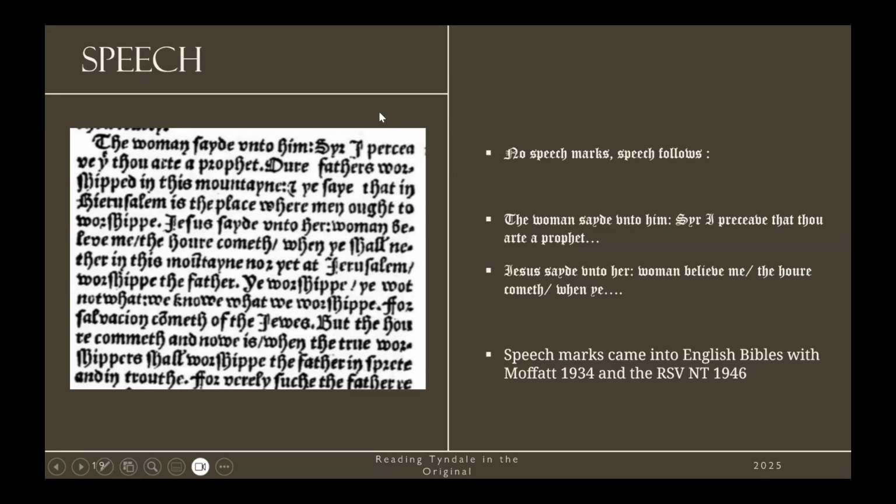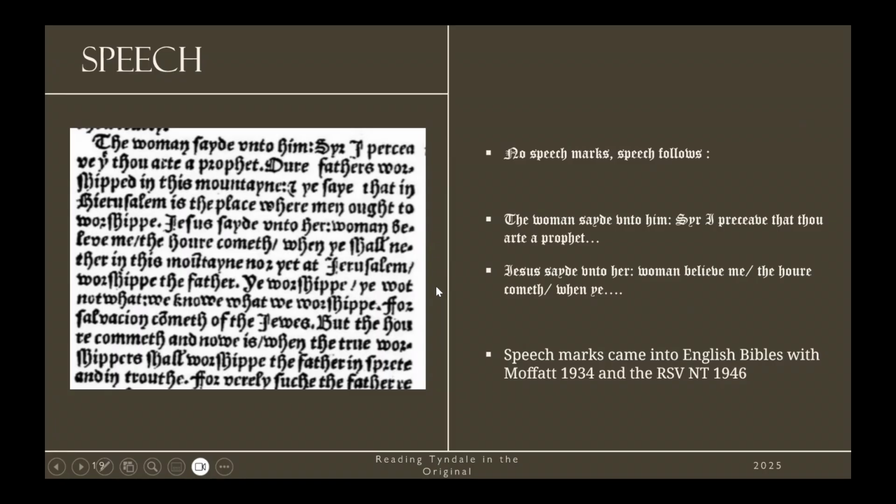Now, when it comes to speech, the modern practice of speech marks was not used in these days. There is no speech marks. So I've picked a piece of text here with a lot of speech in. The woman said unto him, Sir, I perceive that thou art a prophet. So what they do is they've just put a colon in and then the next word starts with a capital letter. Now, these days we'd put speech marks in there, but this is the same as the King James version of the Bible. And in fact, speech marks didn't come into English Bibles until pretty recently.